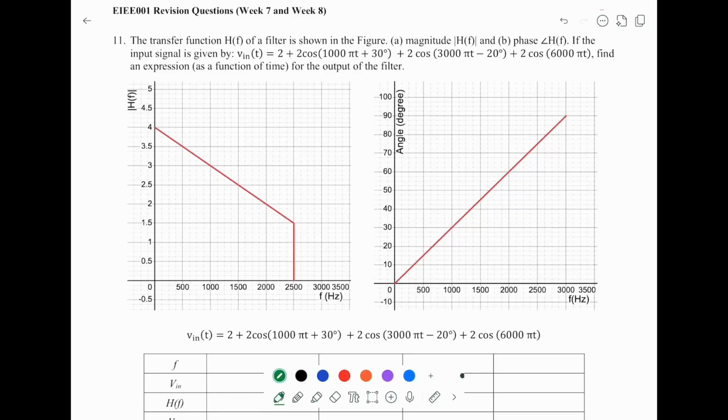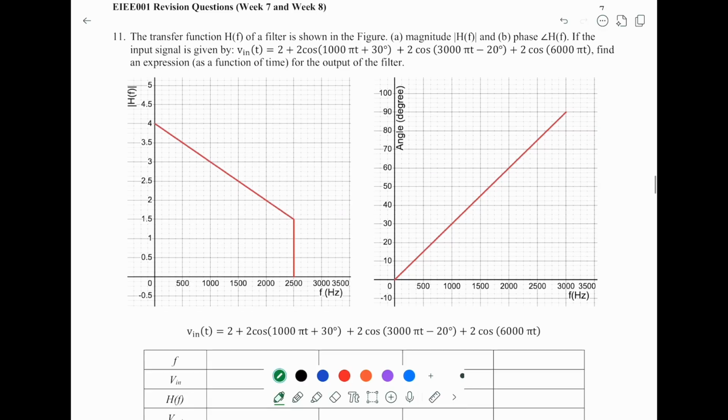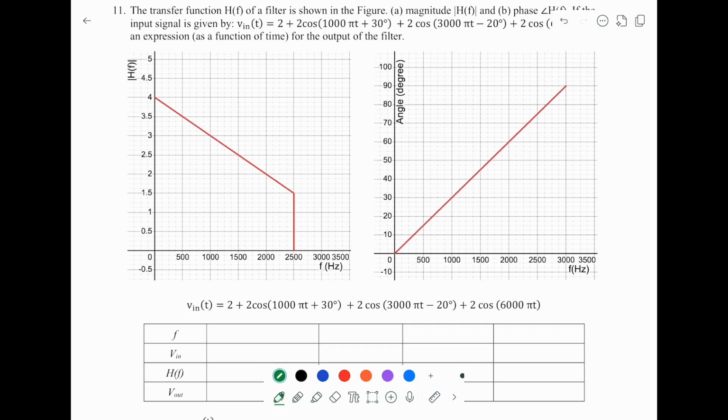A transfer function describes how a system modifies the amplitude and the phase of each frequency component of a signal. So first, if the input signal is expressed as a series of sine or cosine, now first look at one by one. The first term is a DC term, so the frequency is 0.